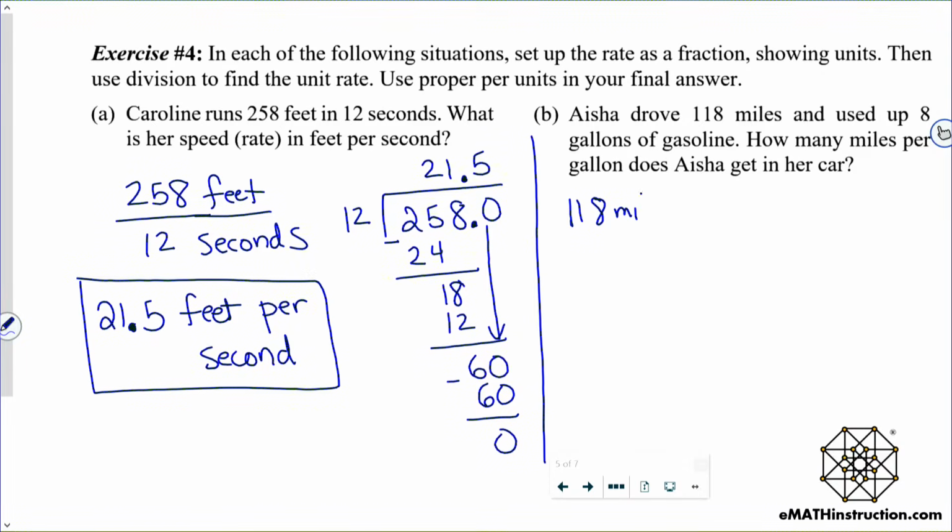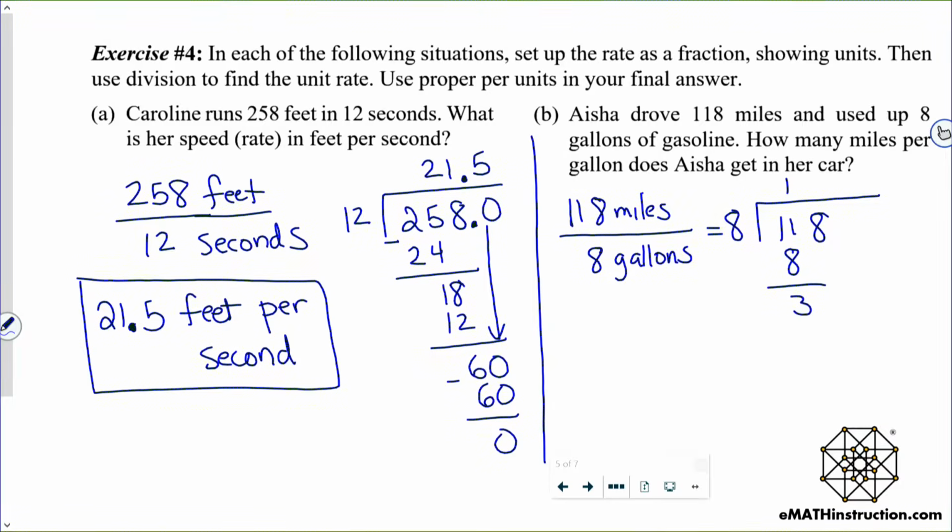118 miles divided by 8 gallons. All right, and let's put it in this notation, 118 divided by 8. 8 goes into 11 1 time, 8, subtract, 38. 8 goes into 38 4 times. That's going to be 32, subtract, 6. Well, we're going to have a decimal now.